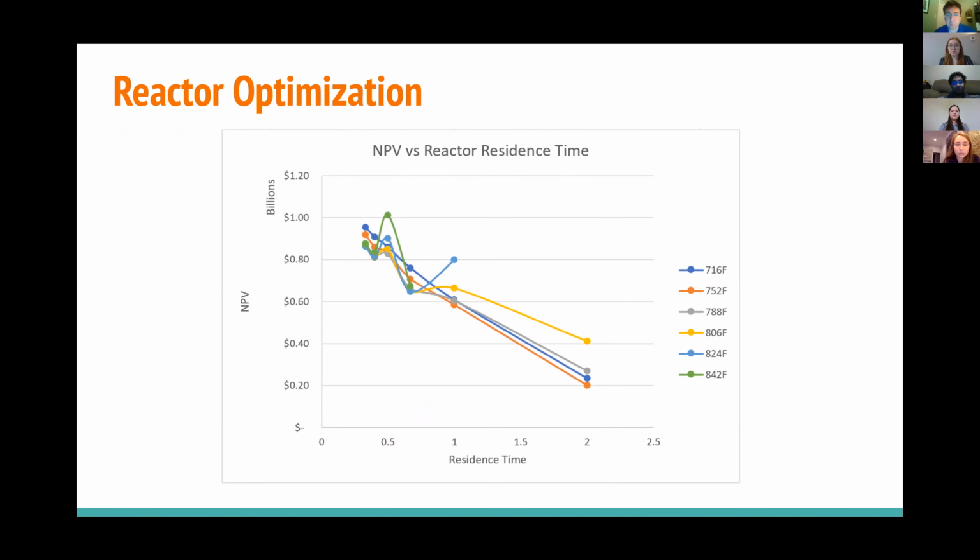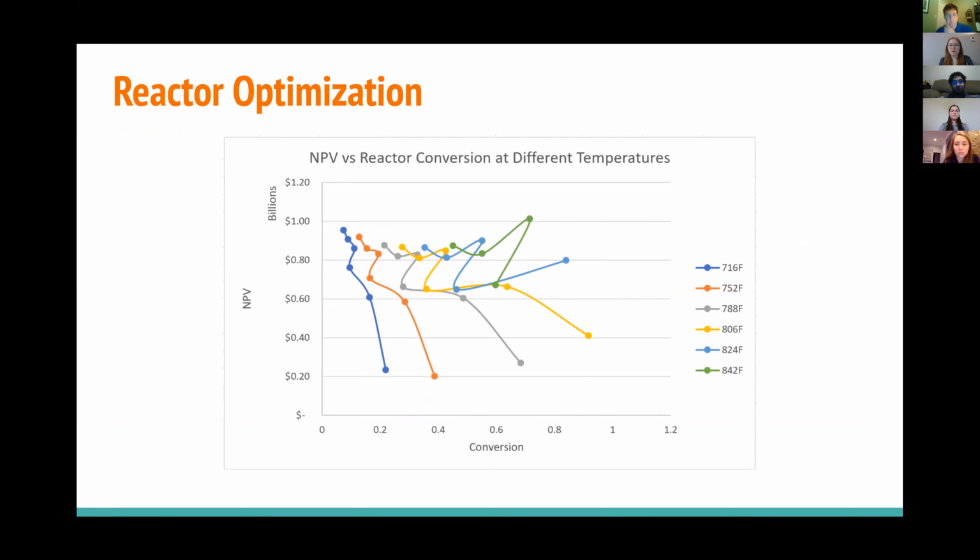And we also wanted to compare what the conversions of the VGO were at those same points. And as you can see, the third point is generally where they're starting to peak, and the third point corresponds to half an hour space-time as well. And again, it shows the highest conversion occurs at 842 degrees Fahrenheit and half hour space-time.